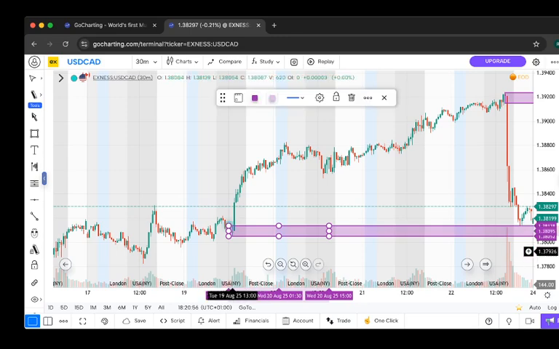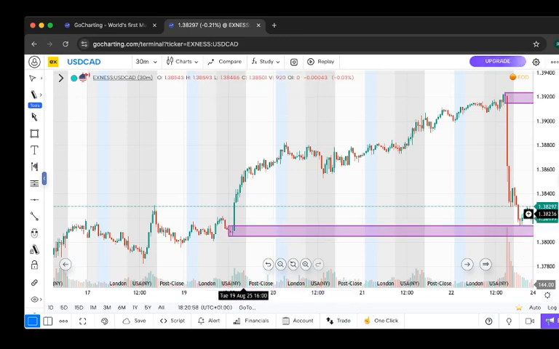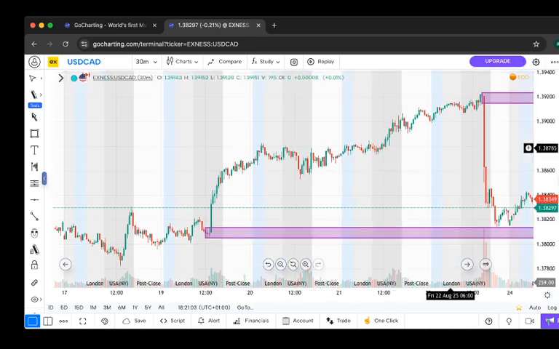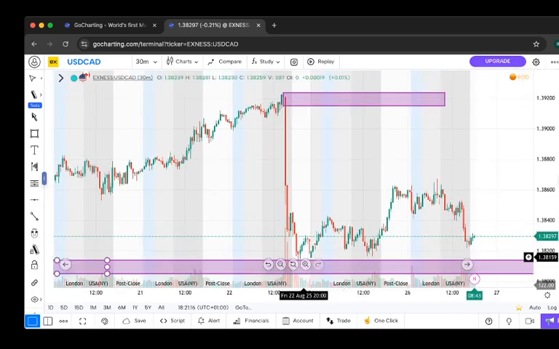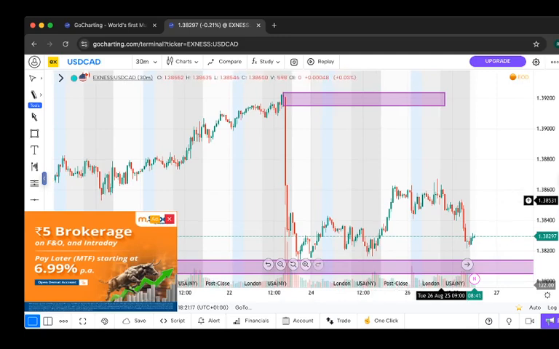You see after price left aggressively, price rallied all the way up, and boom, price came back to that zone and gave us some confirmation using a candlestick pattern. And now you can see price is currently moving back up.